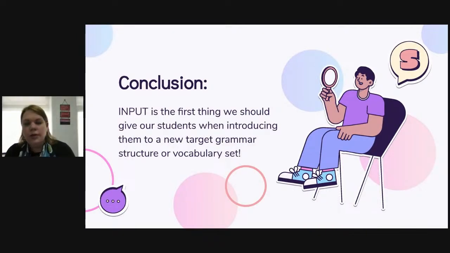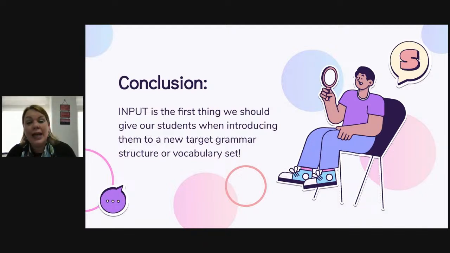So in conclusion, input is the first thing we should give our students when introducing them to a new target grammar structure or vocabulary set. Instead of giving them the rule for the conjugation, instead of making them fill in blanks or produce sentences, the first thing we need to do is start with comprehensible input and structured input activities, so that the students receive the language and can build something in their linguistic system. It's very important that we start with that.